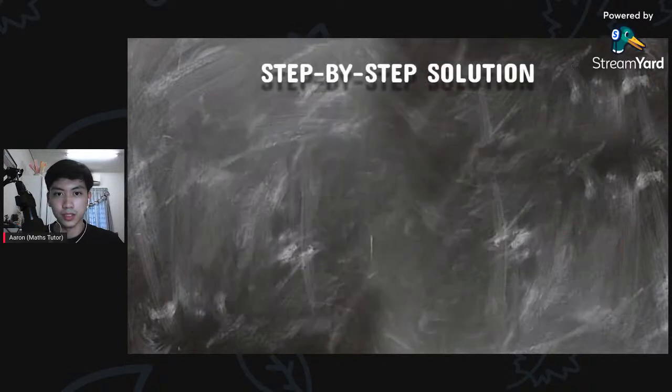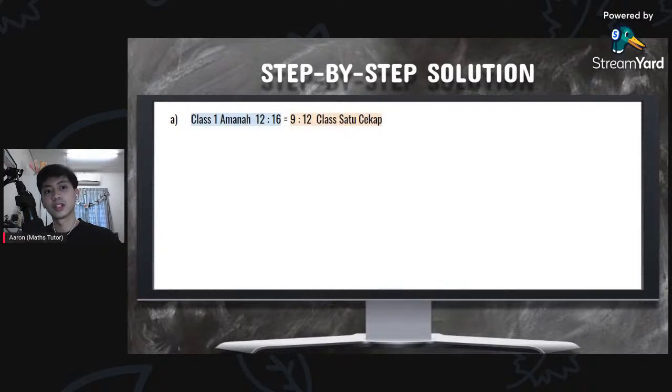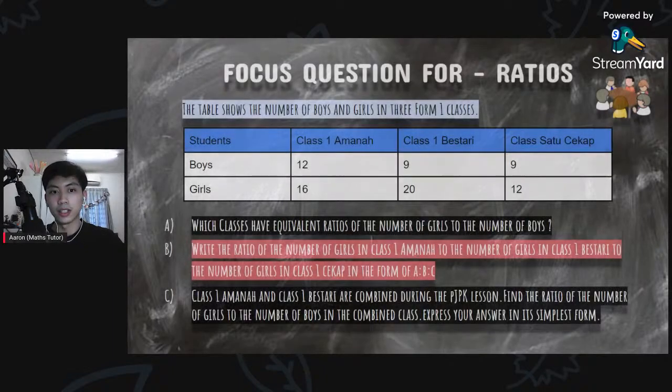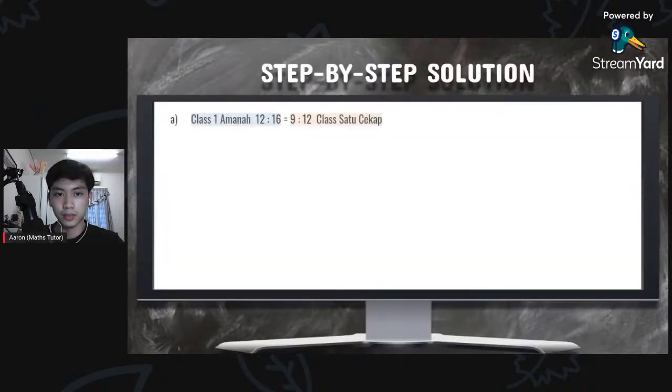This one is the A solution, it refers to the A question. The question asks which one has the equivalent ratio. We can see here class 1 Amana: as you can see previously, the boys are 12 and girls 16. And then class 1 Cekap: the boys have 9, and the girls have 12. So it's actually class 1 Amana and class 1 Cekap.